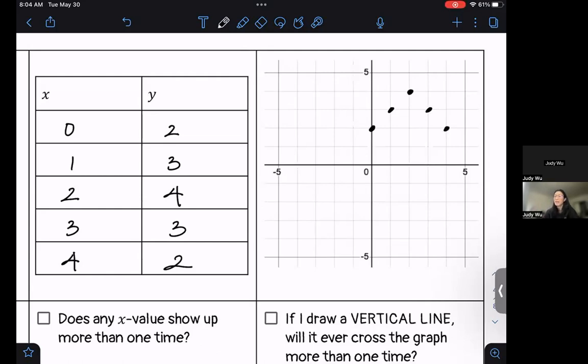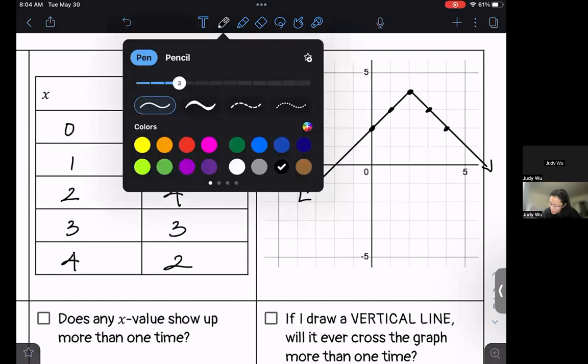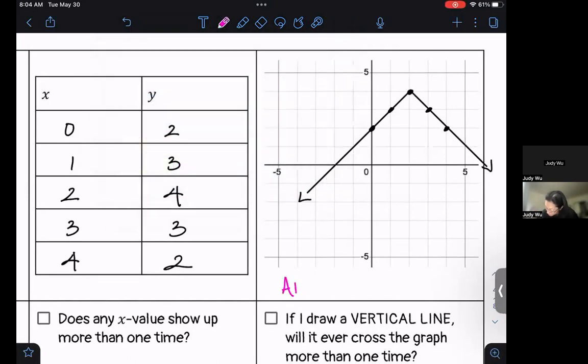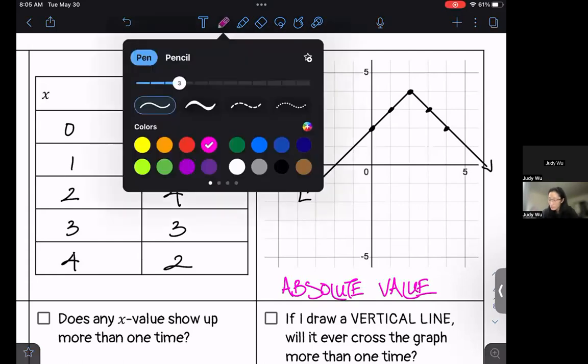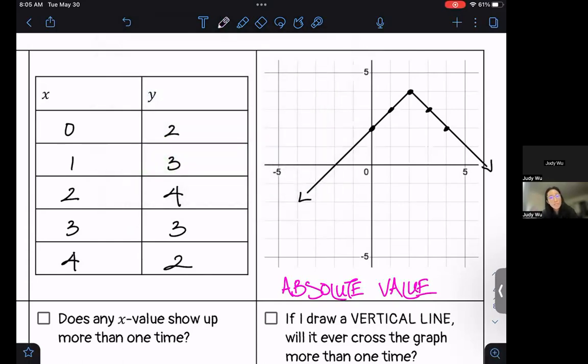All right. And this might be a shape that's familiar to us. If we connect them, we get a V shape. And the name of this kind of function, we'll just jot it in here for ourselves, is absolute value. We're going to be learning a lot of different kinds of functions. Absolute value will be one of those. That'll be really nice to know.